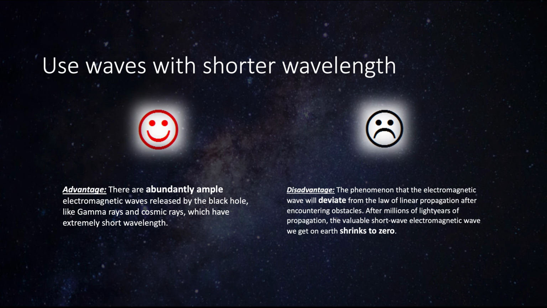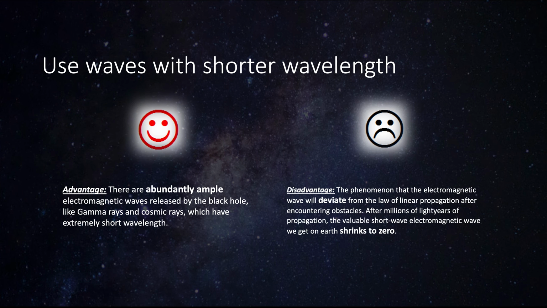The first method I am going to introduce is why using shorter wavelengths is impractical. Actually, there is an advantage of using short wavelengths, because there are abundant, high-amplitude electromagnetic waves released by the black hole, like gamma rays and X-rays, which have extremely short wavelengths, and their features are very obvious. So if we get those shorter wavelengths, we can directly tell they come from the black hole, and those wavelengths are easier for us to make an image.